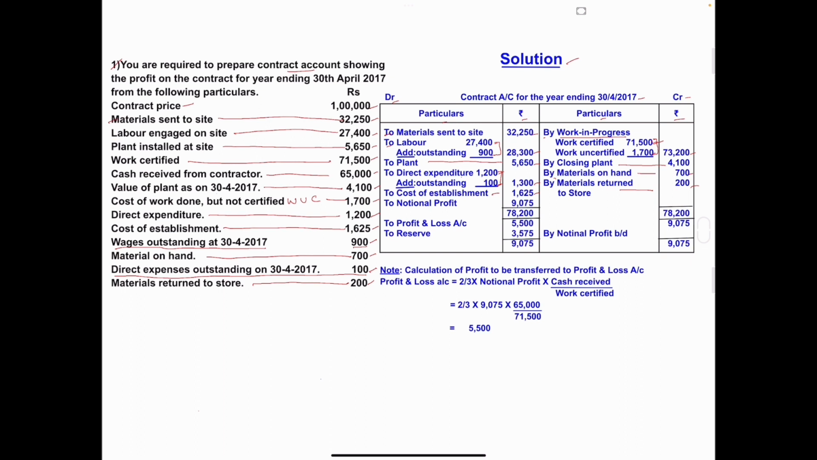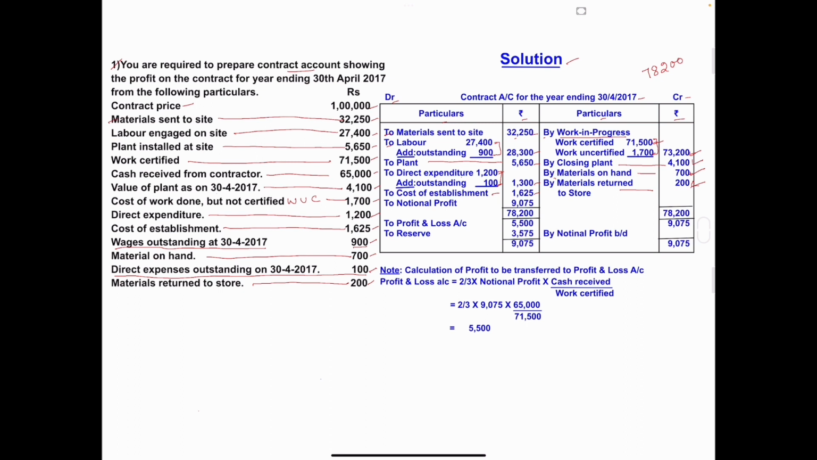So now we have to calculate the debit side and credit side and see which side gets the more amount. First calculate the credit side: 73,200 plus 4,100 plus 700 plus 200, and the total of these four amounts is 78,200. Calculate the debit side.